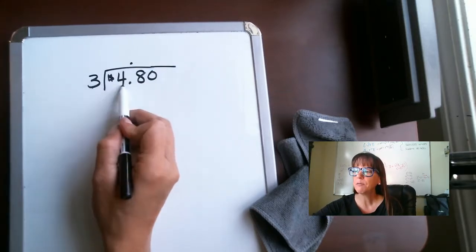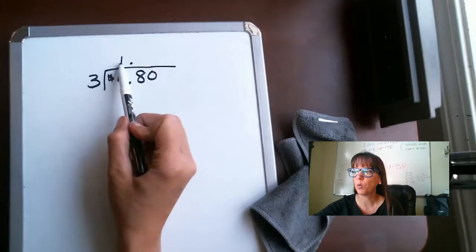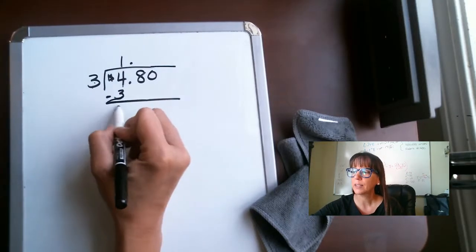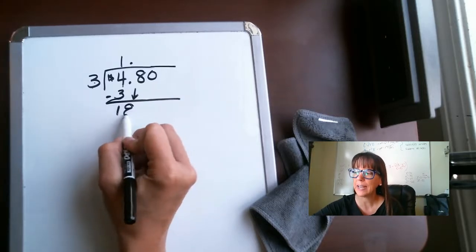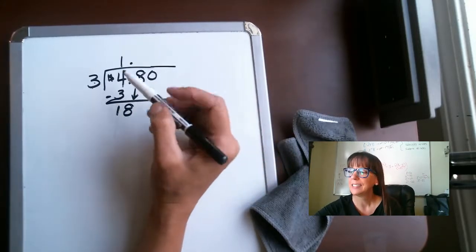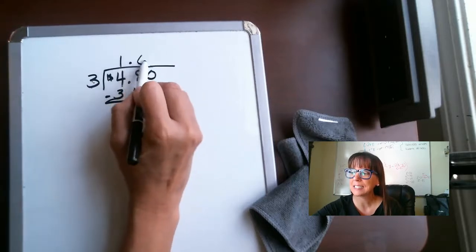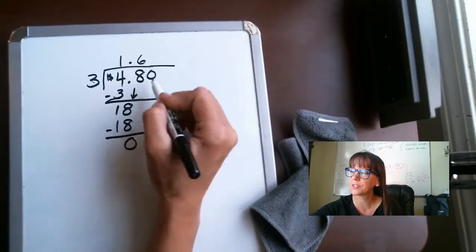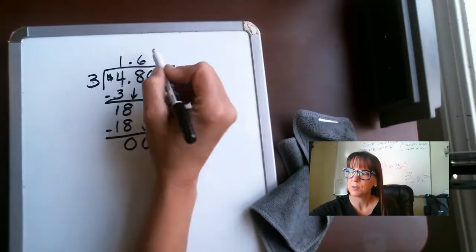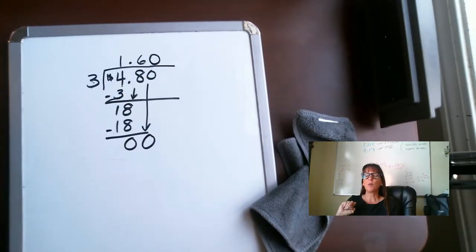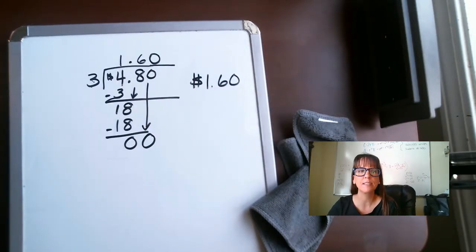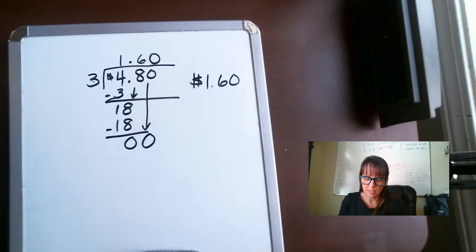Now 3 goes into 4 one time, and then we do 1 times 3 is 3, okay? We subtract that, we get 1, bring down an 8, and 3 goes into 18 6 times. 6 times 3 is 18. Bring down another 0, and 3 goes into 0, 0 times, okay? So we have $1.60. Okay, so then we've got some other problems here.